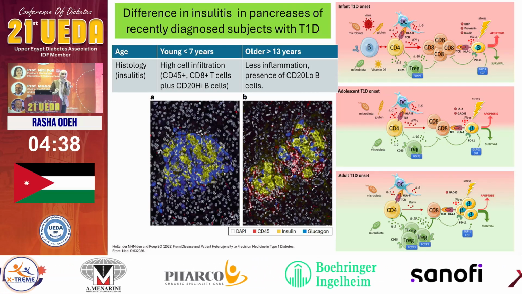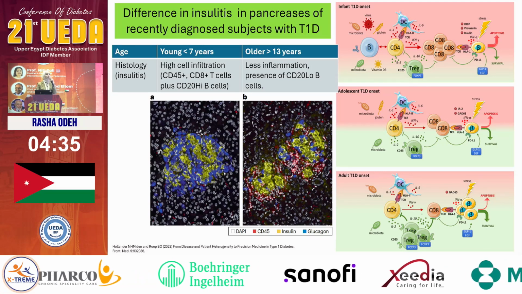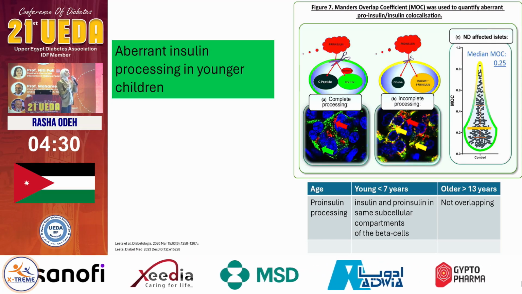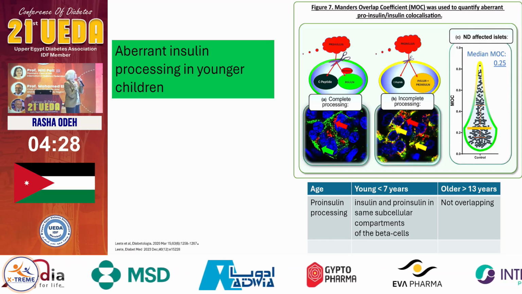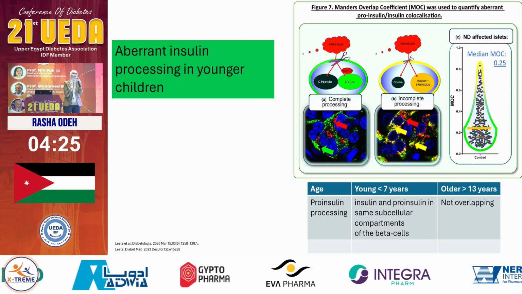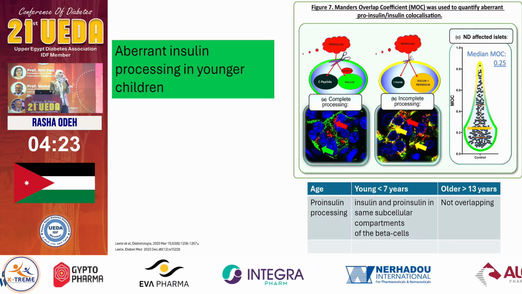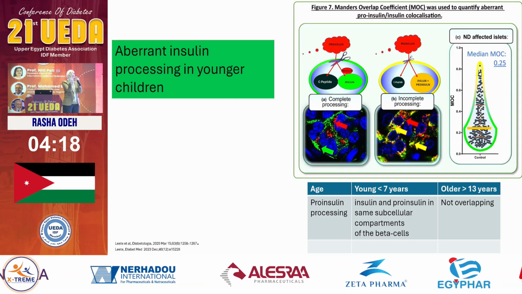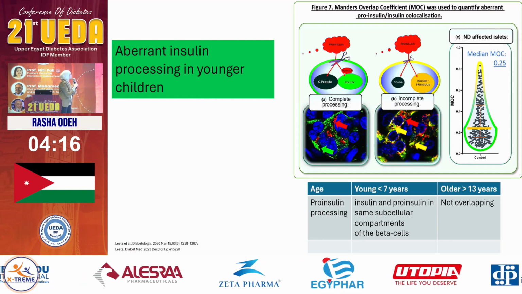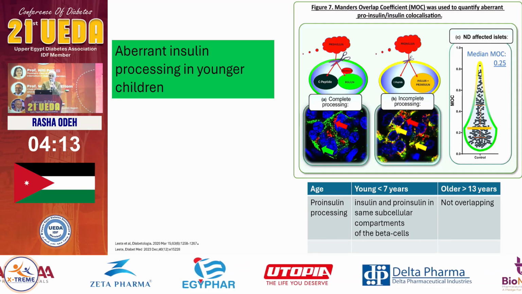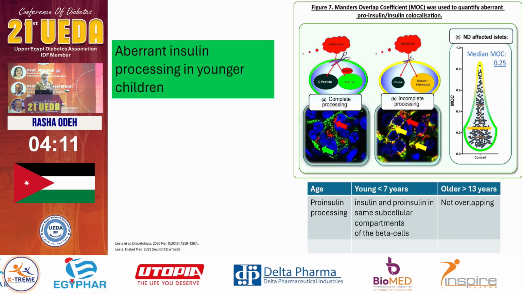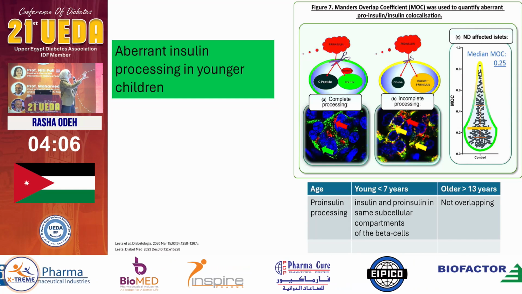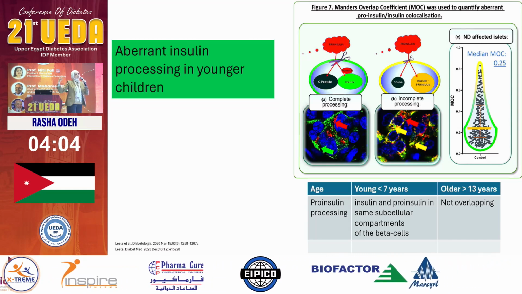So there is an aggressive autoimmune process happening in younger ages. Another thing that in younger age group, they showed in these histopathological staining what we call aberrant insulin processing. In order to produce insulin, you have to have your proinsulin cleaved into insulin and C-peptide. So if you look at the panel that shows the red arrow and the green arrow, this is what usually happens. You have the proinsulin in red, the insulin in green in separate compartments.